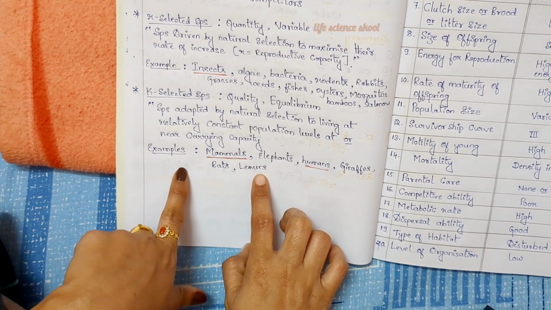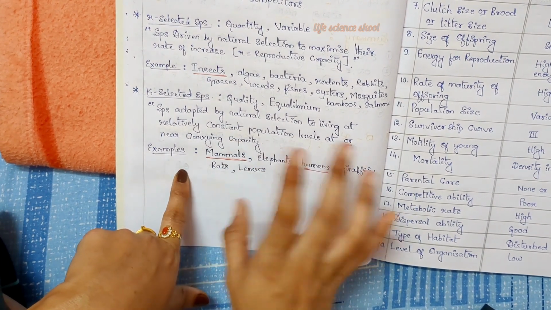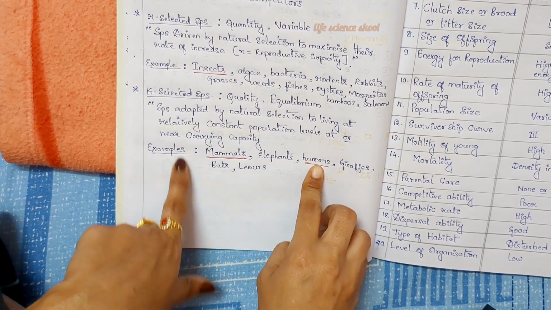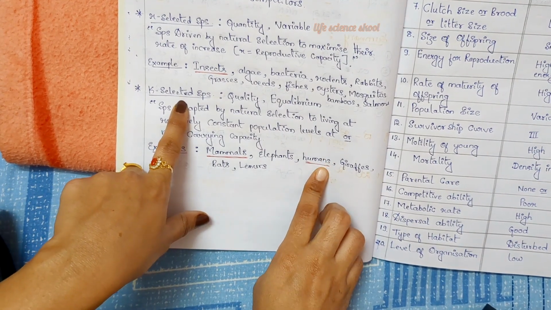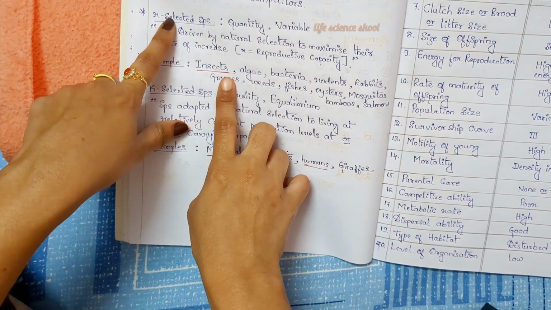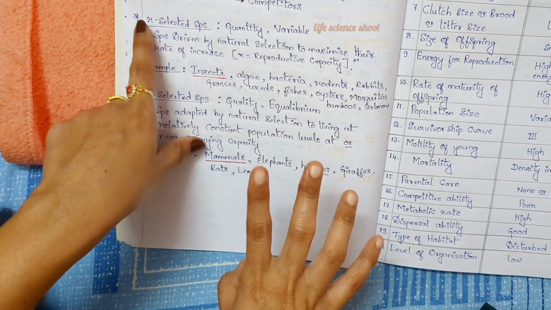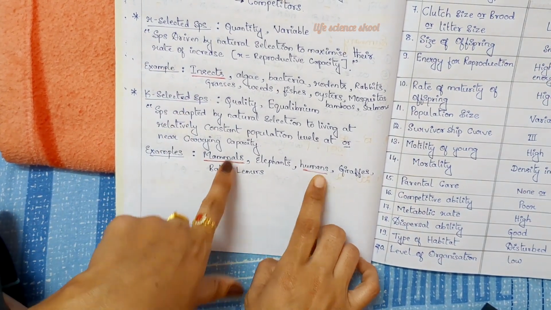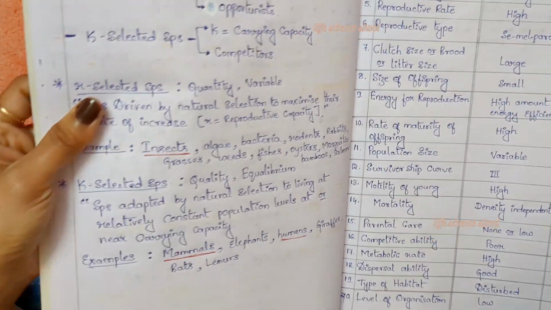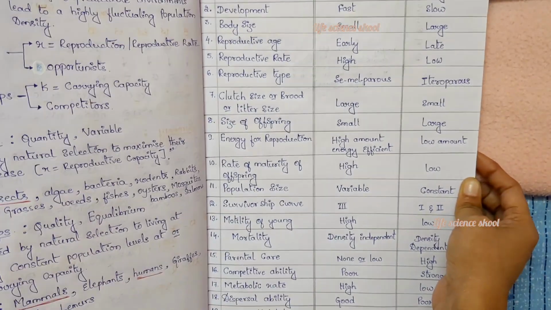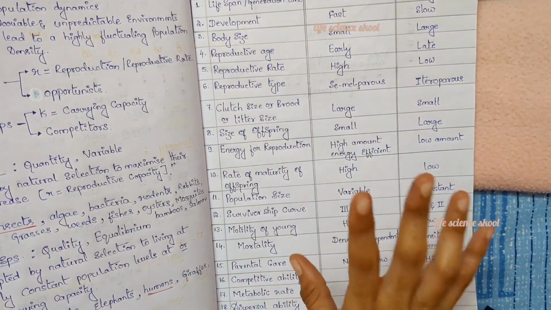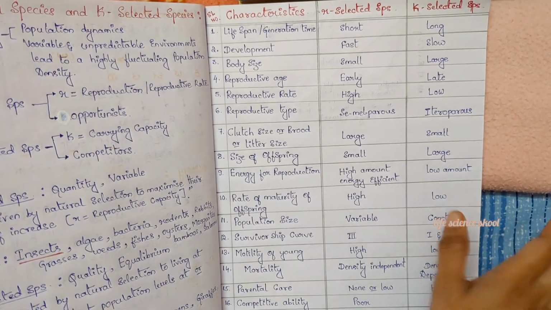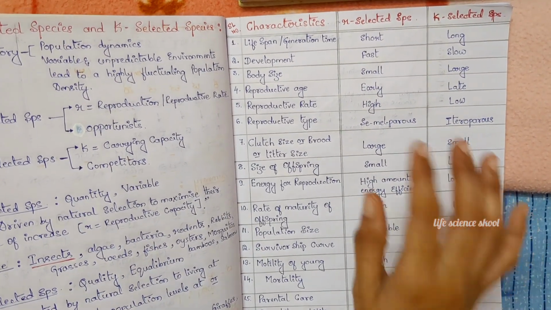For examples, you have to remember mammals or just remember humans. K-selected species, humans; r-selected species, insects. Remember, these are important. Now we will understand this with the help of a table. First, I will start with the first row.